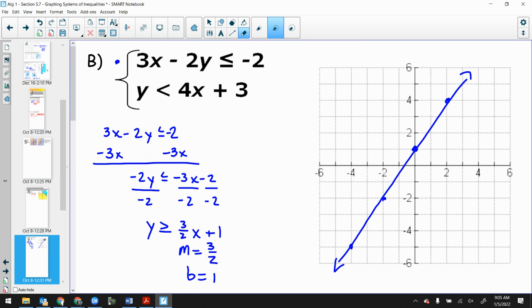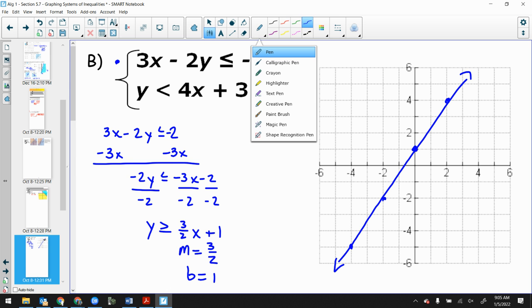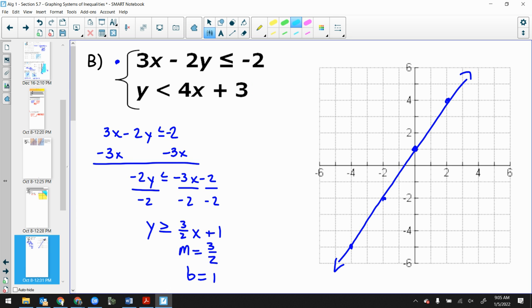Now, do I shade above or below that line? Shade above because it's greater than or equal to. Watch out for that. I know I shade above that line because it's greater than or equal to.